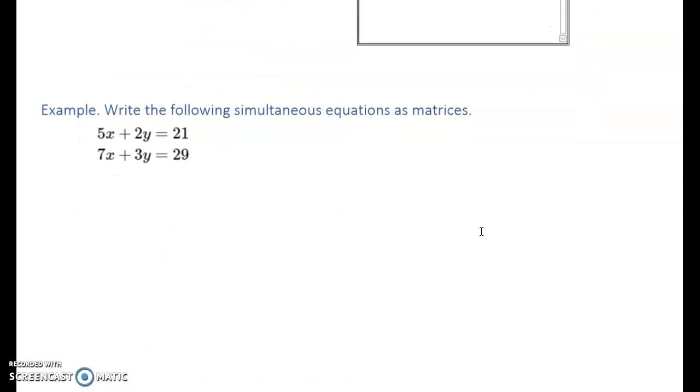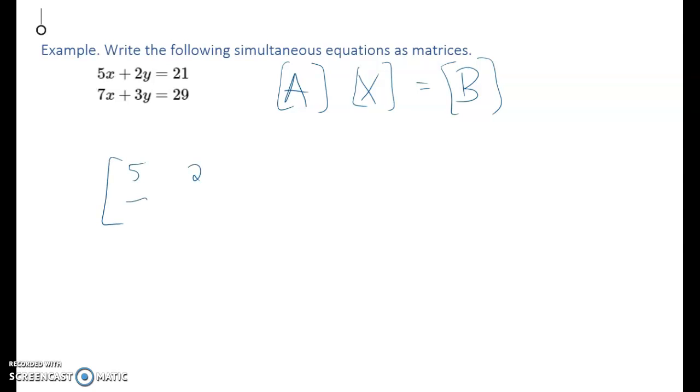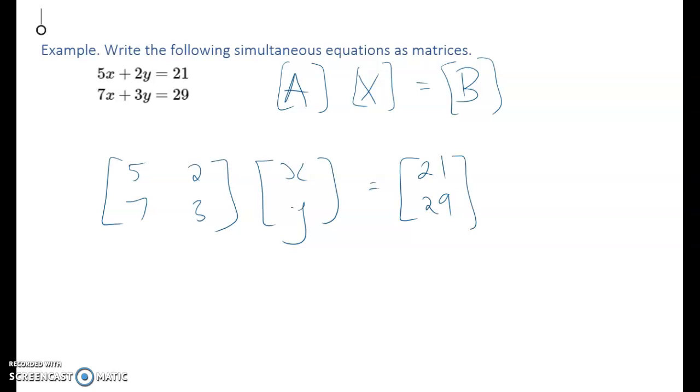Okay, next example. Write the following simultaneous equations as matrices, remembering we're using A, which is the coefficients, as one matrix. We're using X, and then that's going to equal B, which is basically the answers. So A is going to be 5, 2, 7, 3. The middle matrix is just going to be X and Y because those are our variables. And the last matrix is going to be the answers, which is 21 and 29.